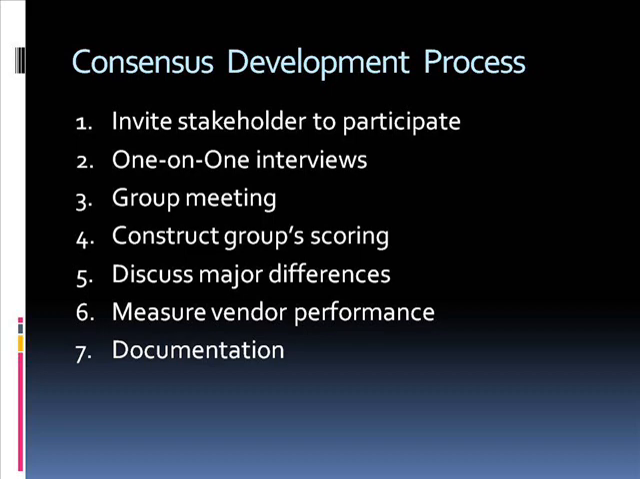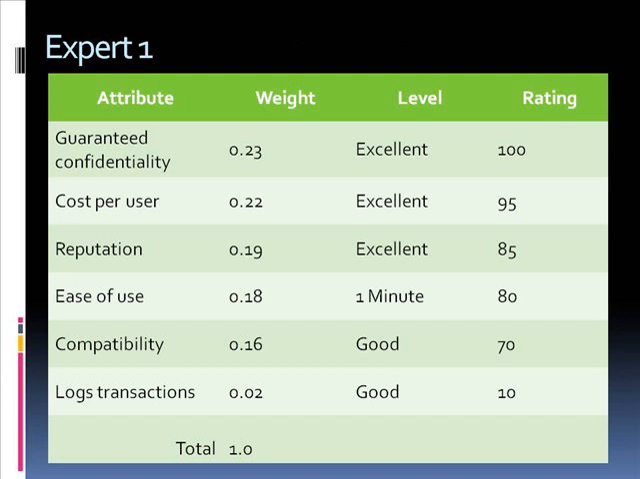in the organization. In a one-on-one interview with Expert 1, 6 attributes of high-performing electronic health record systems were recommended. Guaranteed confidentiality, cost per use, and reputation of an EHR system were ranked as the highest attributes, while ease of use, compatibility, and a log of transactions were rated lower for Expert 1. As shown in the table, you can see that the greater the rating, the closer each weight is with respect to a total of 1.